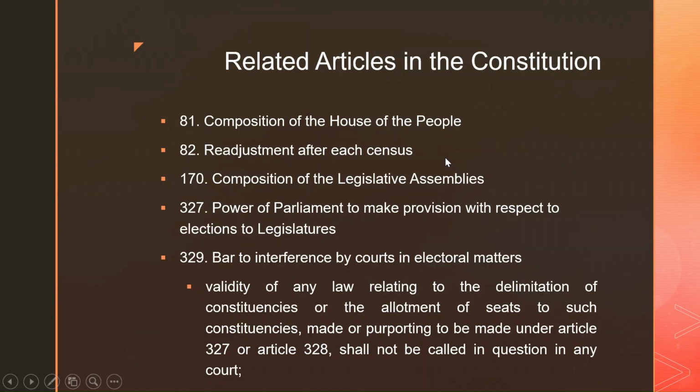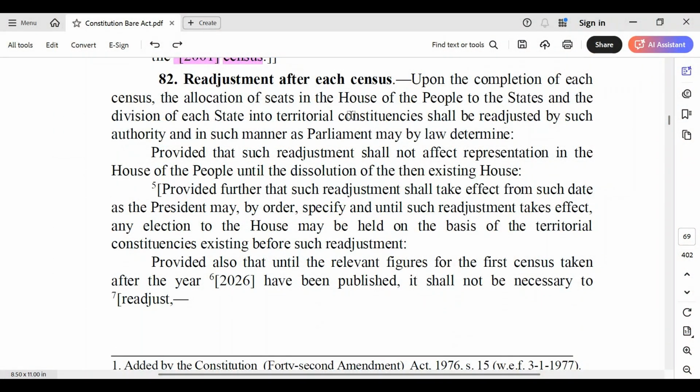Next, we will understand Article 82, which reads as readjustment after each census. Allocation of seats in the Lok Sabha and division of states into constituencies need to be adjusted on completion of each census. However, there is a proviso in this article stating that till the figures of census taken after the year 2026 have been published, it is not necessary to readjust the number of seats allotted to each state in the Lok Sabha and redrawal of the constituencies in the state.